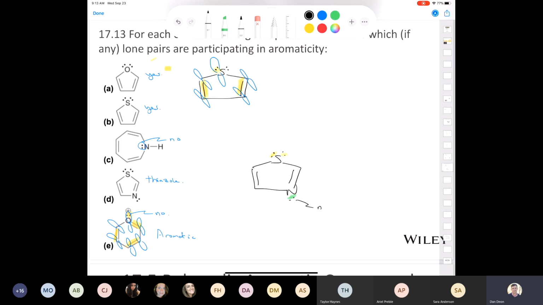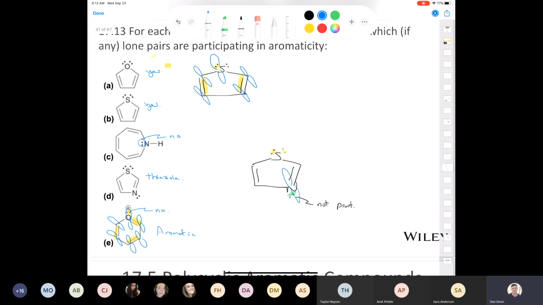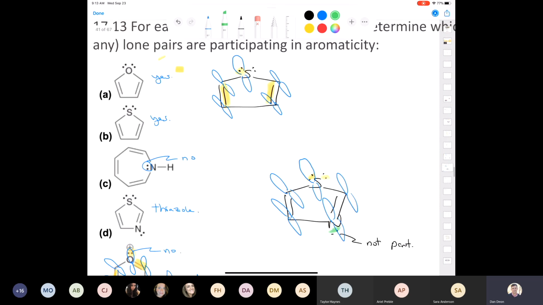This lone pair not participating. Why? Because there's already a pi bond right here. There's already 2 p orbitals, right? There's one here and there's one here, okay? If one of those lone pairs is in a p orbital, I have a pi bond here, so a p orbital there. Then I have a continuously overlapping system of p orbitals, and I have a total of what? 1, 2, 3, 4, 5, 6 pi electrons, which is a Huckel number. And so the answer is one of these, yes, and this one, no, like that.